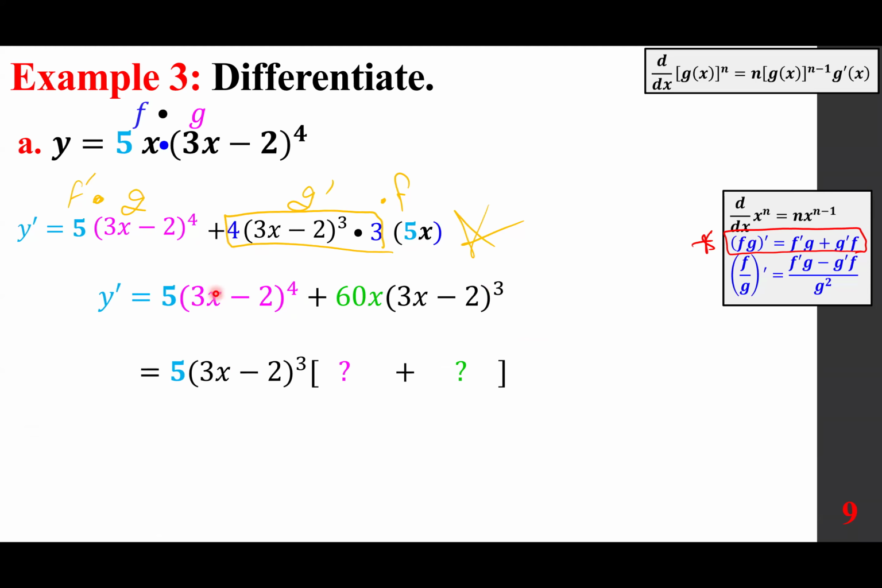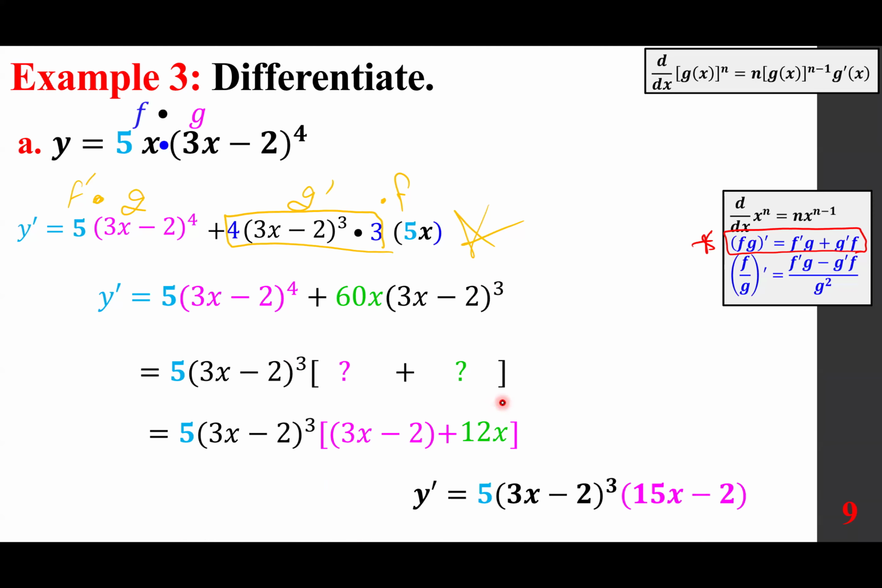Now I'm going to divide this one by this one. Everything goes away except (3x minus 2) to the power of 1, or simply 3x minus 2. I'm going to divide this one by this one. (3x minus 2) cubed goes away. 60x divided by 5 is 12x. And all I have to do is combine these two into 15x, and y prime becomes 5 times (3x minus 2) cubed, as we had it, and the brackets 15x minus 2, and I'm done.